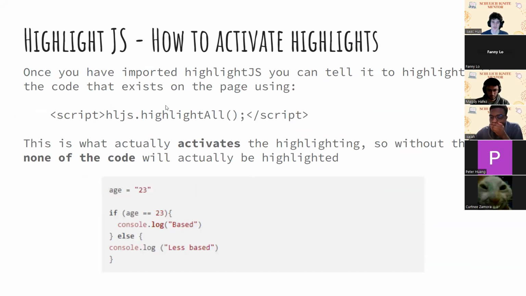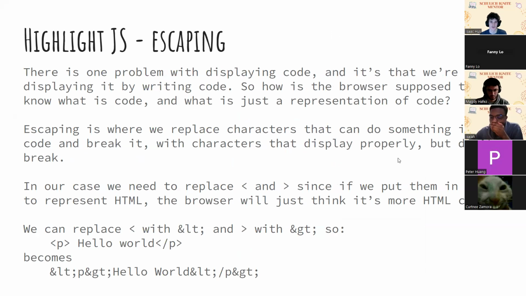So to activate highlighting, we want to use this hljs, highlight JavaScript, highlight all in our JavaScript. That's just how we can toggle highlighting on in our website. It activates the highlighting. Without it, it won't be highlighted. But once we do that in our JavaScript, it'll go through it for us.